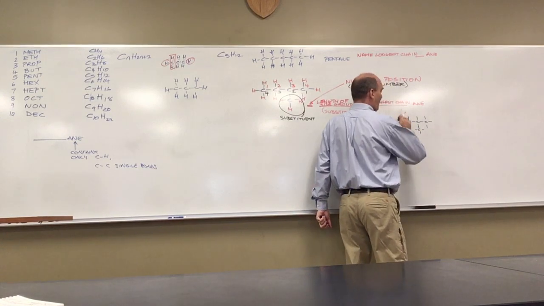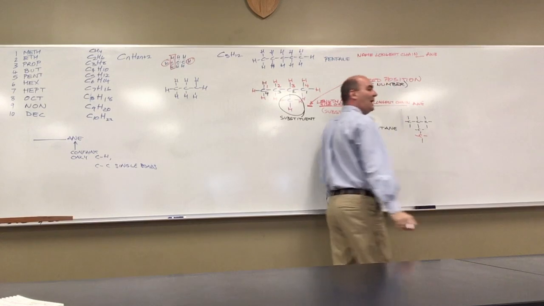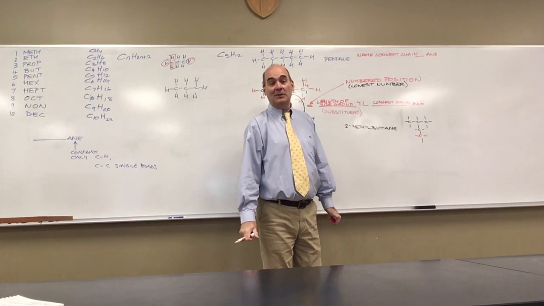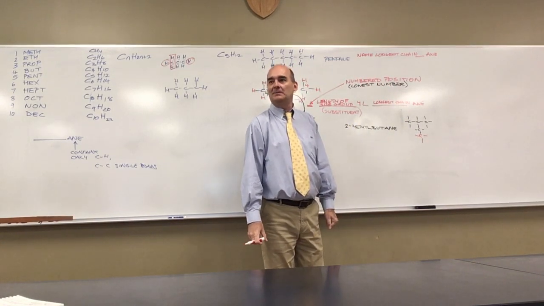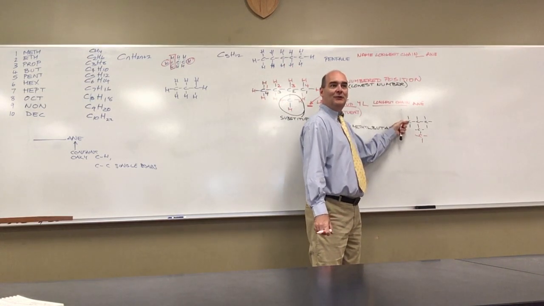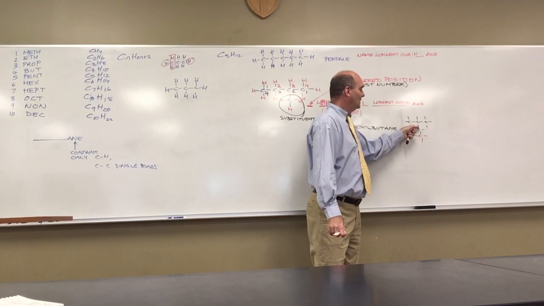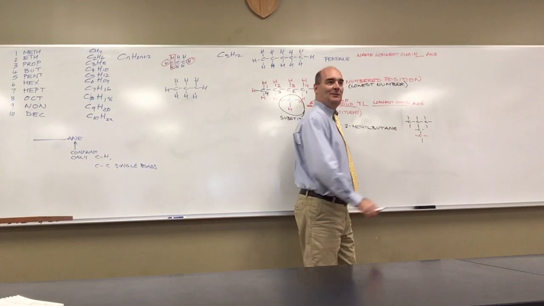I can't put it on terminal carbons. Oh, what about now? What is it now? Yeah, it's still 2-methylbutane. 1, 2, 3, 4 carbons in a long chain. And if I count from this end, 1, 2, 3, 4, it's still 2-methylbutane.